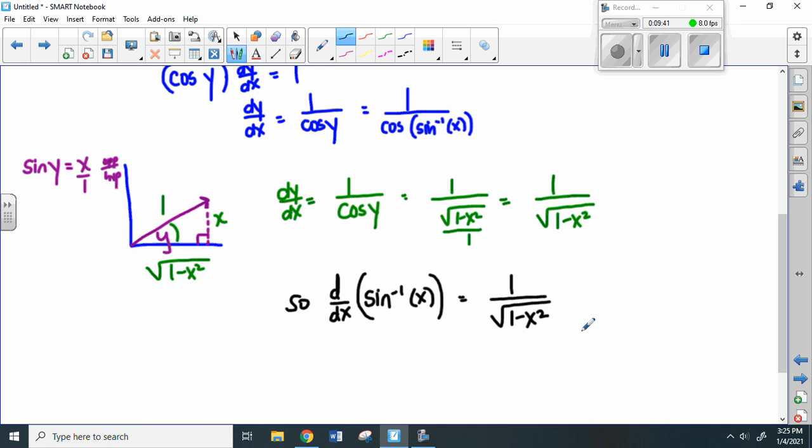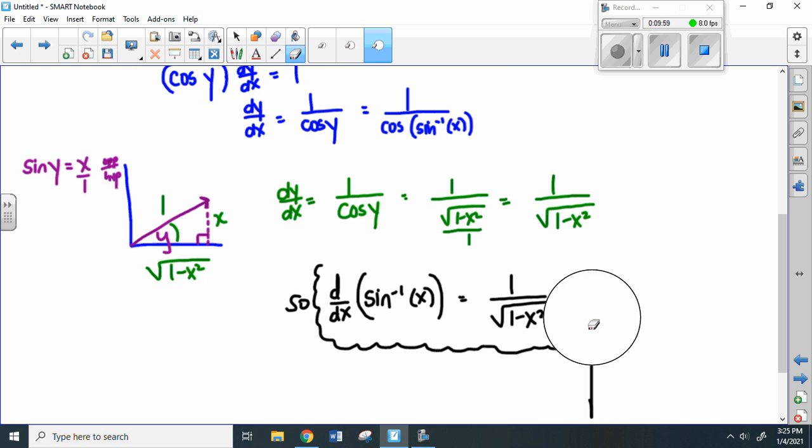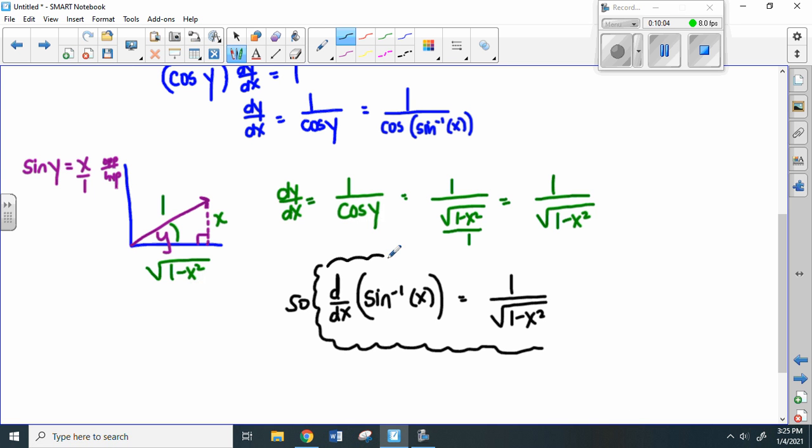And luckily, you never have to recreate that process again if you don't want to, as long as you memorize it, just like you've had to memorize your other trig derivatives. You'll want to memorize that the derivative of sine inverse of x is 1 over the square root of 1 minus x squared.